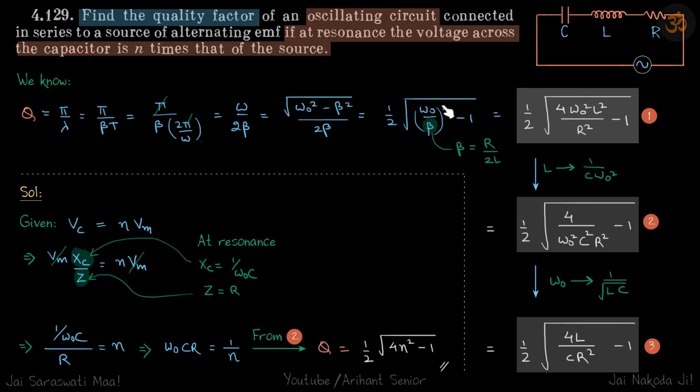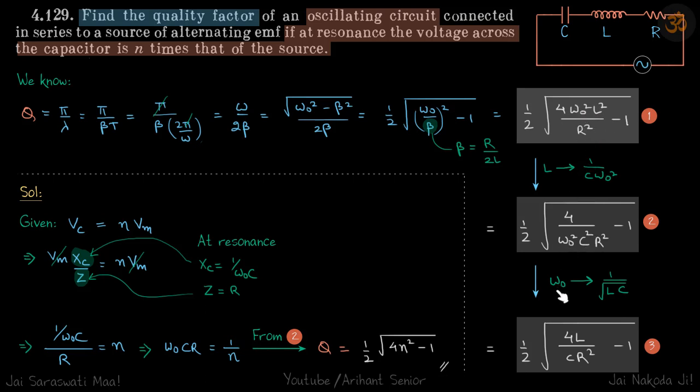Or you can just remember this formula and you can on the spot come up with which variables are given, so which variables you should include. So here let's just arrive at the other. So if we replace L by 1 by C omega naught square, we get this result. So this is in terms of omega naught and C. This was in terms of omega naught and L.